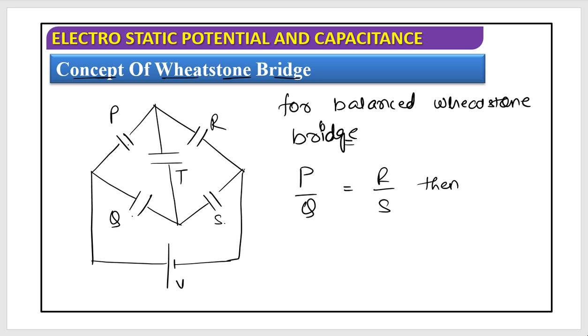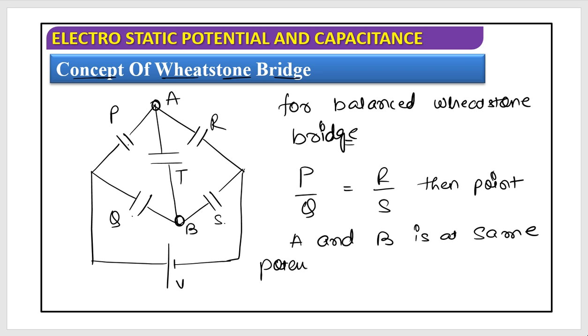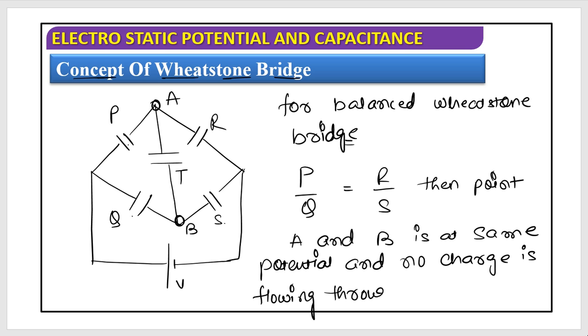then this point, let's give it a name A, and this is B. Then points A and B are at the same potential, and no charge is flowing through capacitor T. This is a Wheatstone bridge, or I can say a balanced Wheatstone bridge.